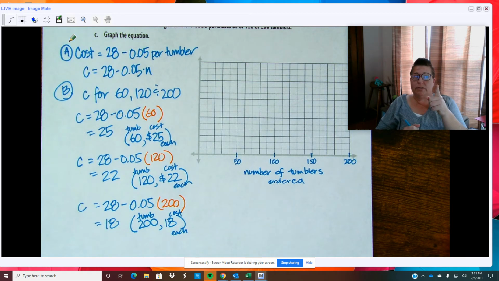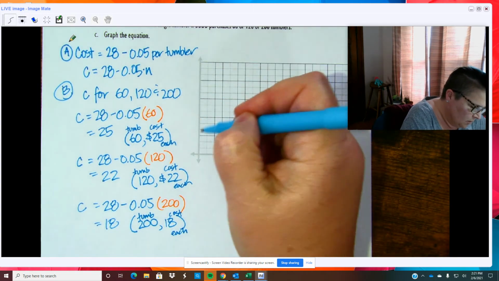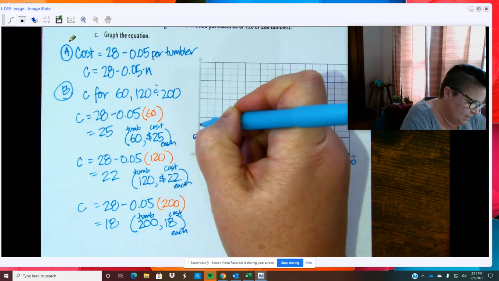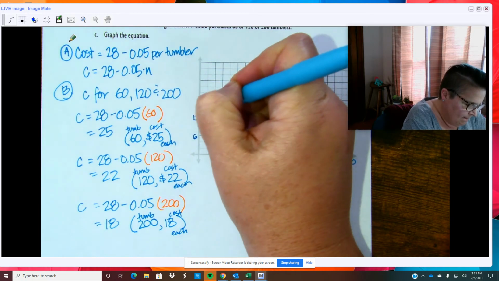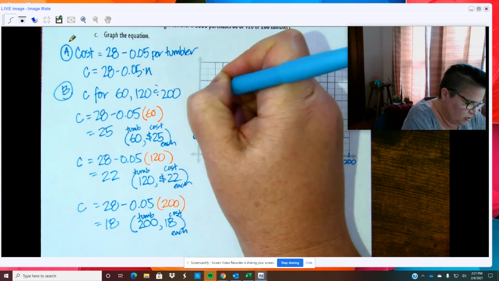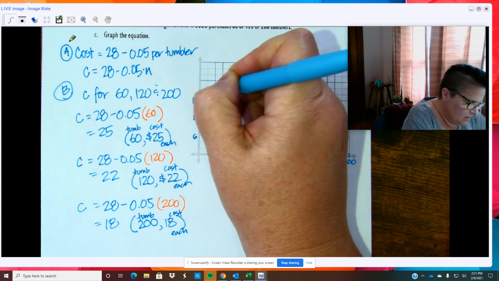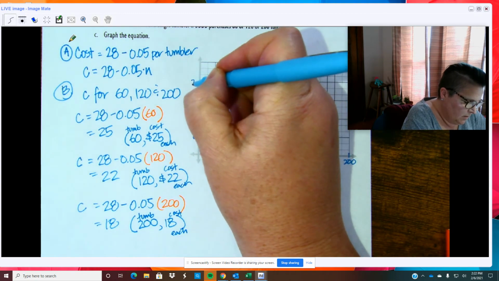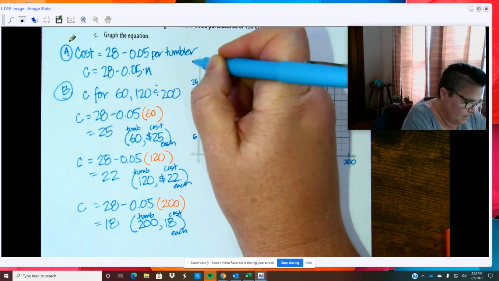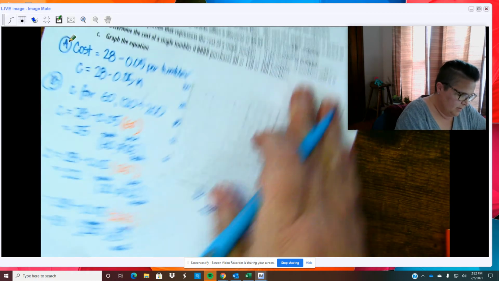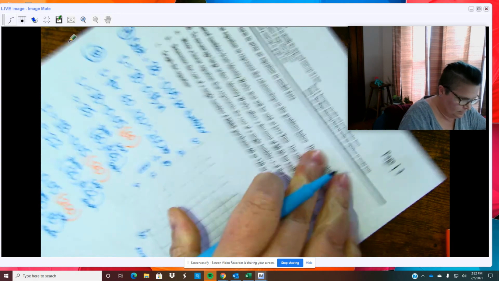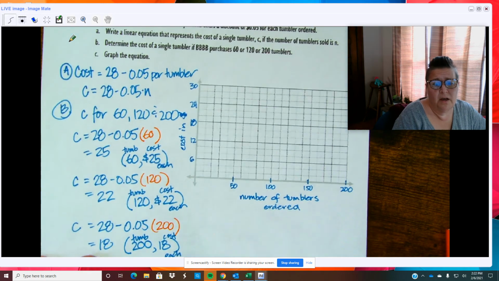So if I go by twos, 15 times 2 is 30. So if I count by twos, I'll have enough. Okay. 2, 4, 6, 12. This should be 18. This should be 24. And this should be 30. Okay. And this is cost in dollars. Okay. So we've got the cost in dollars.